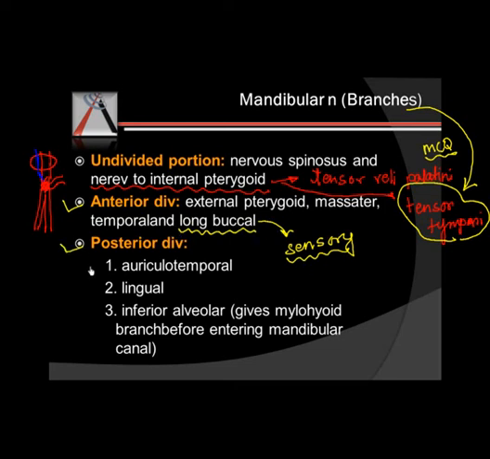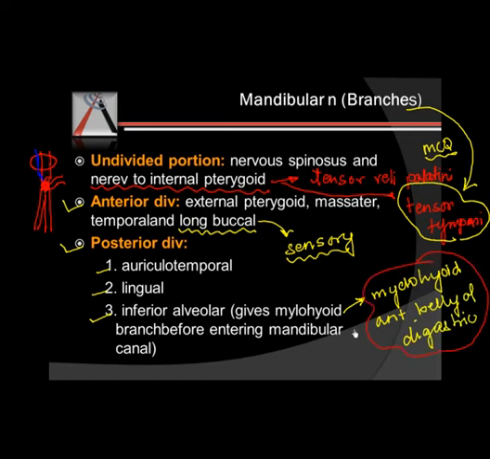The posterior division gives the auriculotemporal nerve, the lingual nerve, and the inferior alveolar nerve. Inferior alveolar nerve gives the mylohyoid branch before it enters the mandibular canal to supply the teeth. So this mylohyoid branch supplies the mylohyoid muscle and the anterior belly of digastric. We'll see all these branches diagrammatically.